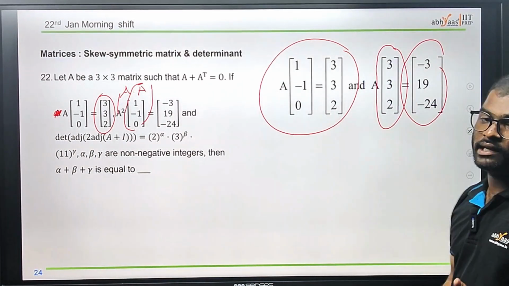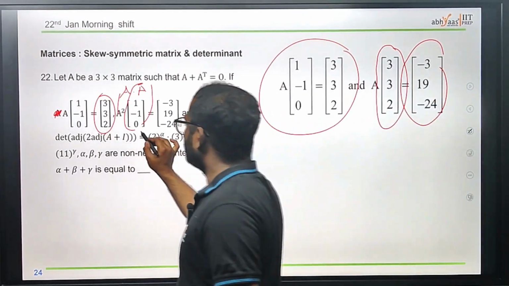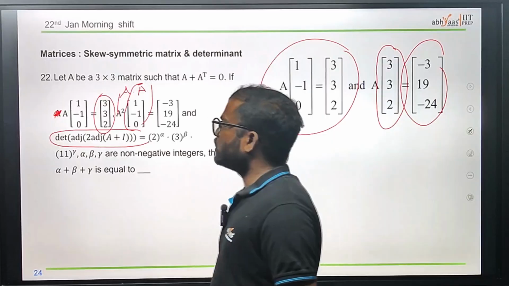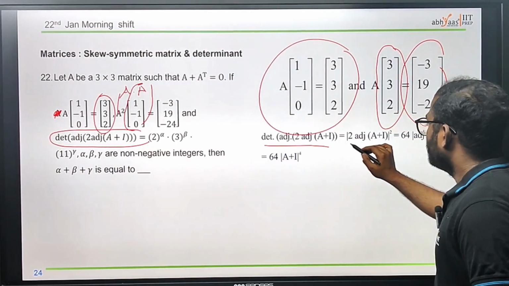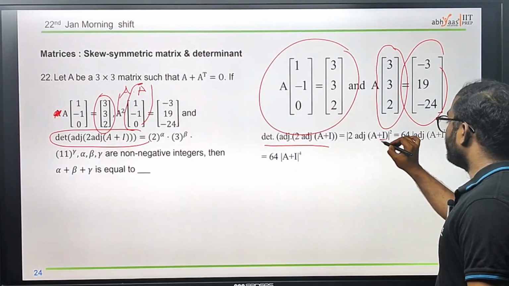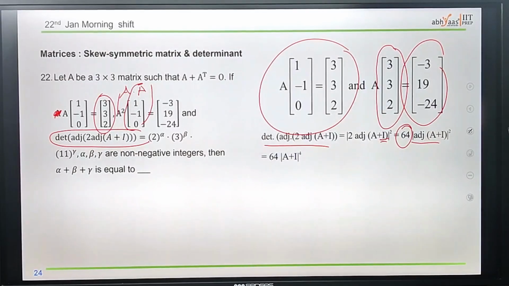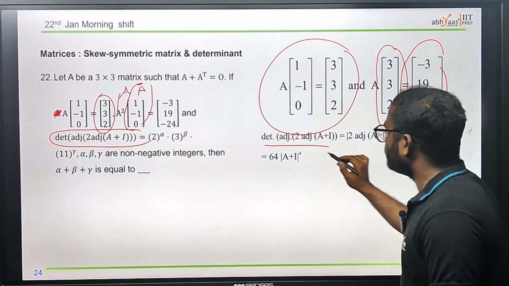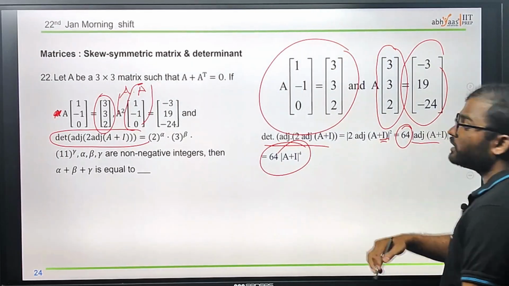Now we can easily find the A value, B value, C value by using that one, and also we can simplify this one. We need to find the determinant of adjoint of 2 adjoint. We can simplify that one. See here, we can write this as mod of 2 adjoint A plus I, identity matrix, whole square, which is equal to 64 adjoint of A plus I. Now by further simplification we get 64 A plus I, where I is nothing but the identity.